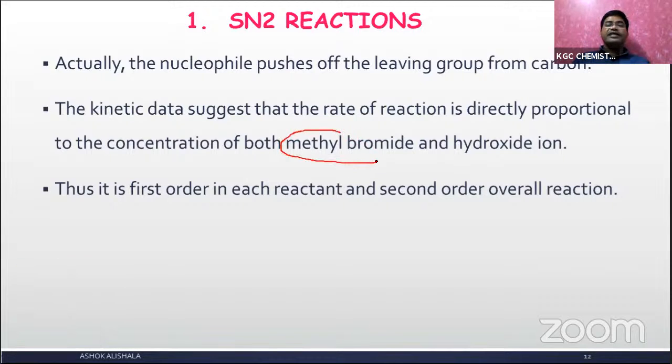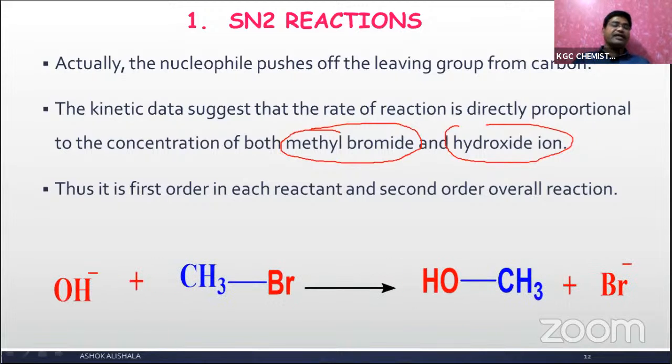The rate of the reaction is directly proportional to the concentration of both. One is the alkyl halide, another is the hydroxide. Thus, it is first order in each reactant and second order overall. This is going to be the reaction.